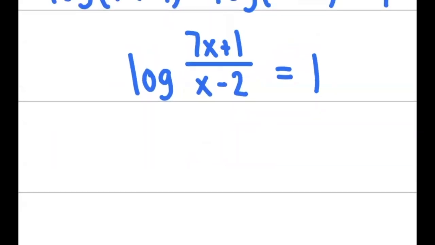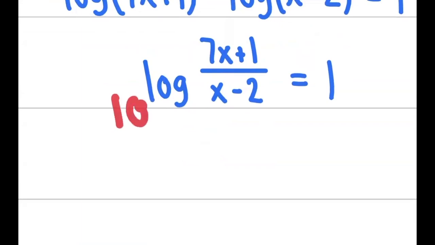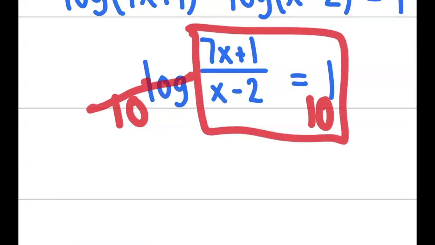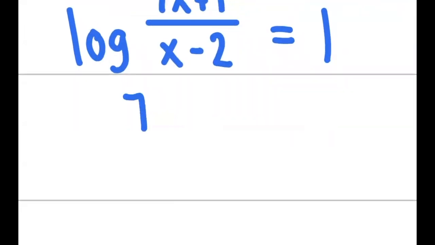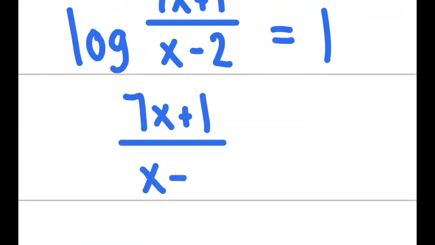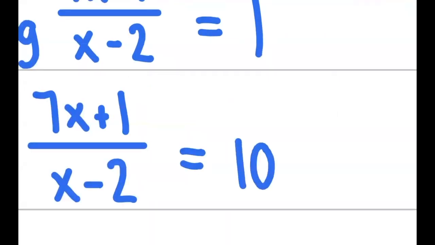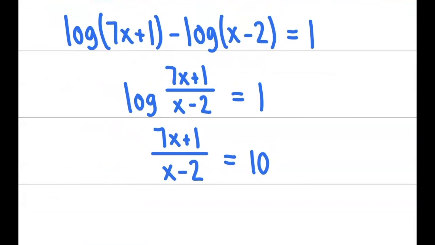I'm not going to show it this time, but this is what's going to happen. 10 to the power of log of (7x plus 1) over (x minus 2) equals 10 to the power of 1. And then the 10 and the log base 10 will cancel. So you're just going to be left with (7x plus 1) over (x minus 2) equals 10 to the power of 1, which is just 10. Now to solve this, what do you guys think I should do now that the log is out of the way? We need to cross multiply.